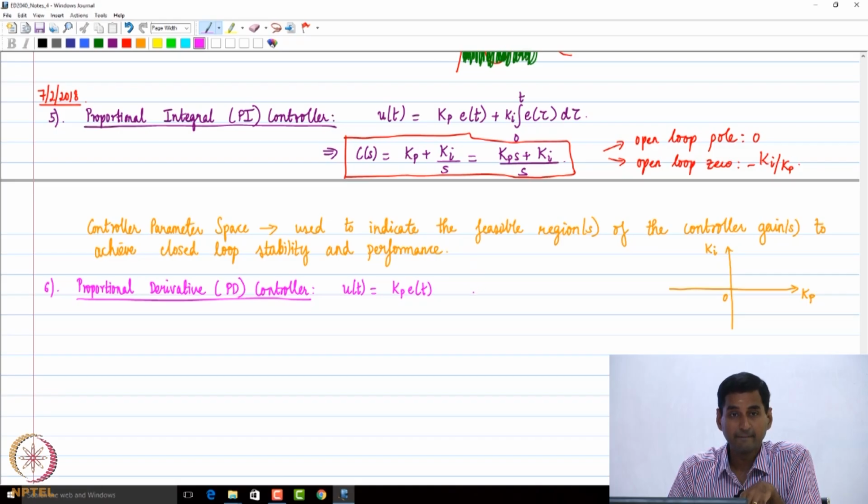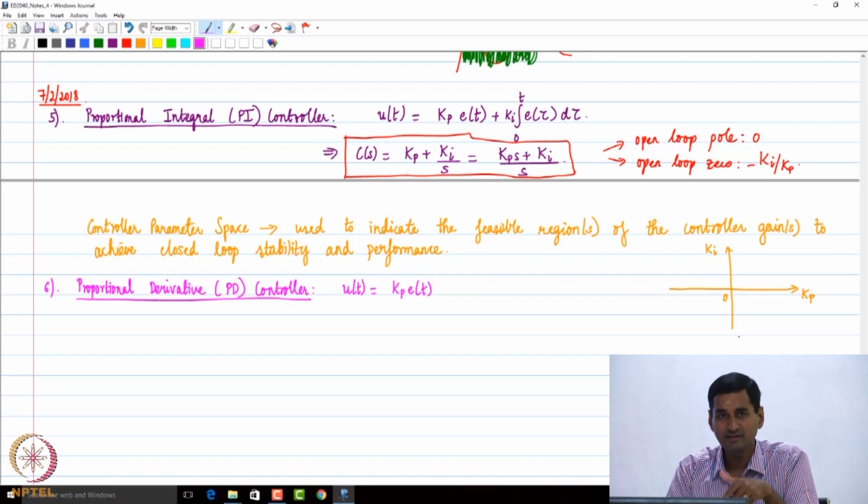I didn't understand what is controller parameter space. Controller parameter space is just a graphical visualization of the feasible regions of the control gains which will achieve closed loop stability and performance. We are going to plot it. I've just introduced the term to you. If I ask you to construct the controller parameter space in a problem, you need to draw a plot and show what ranges of these control gains will achieve closed loop stability and performance.